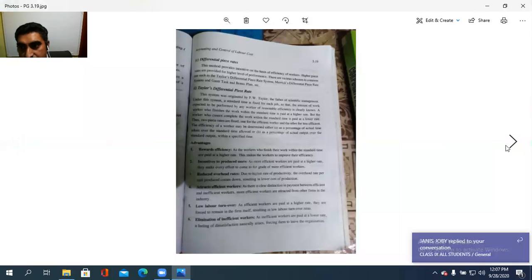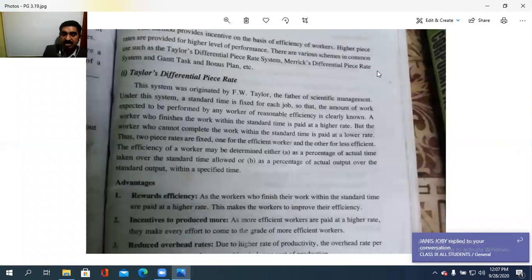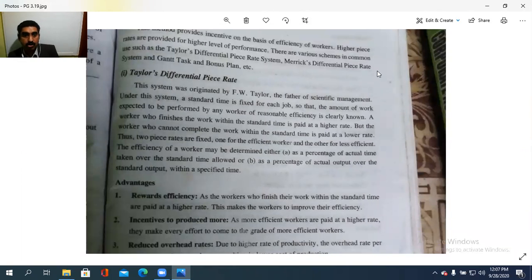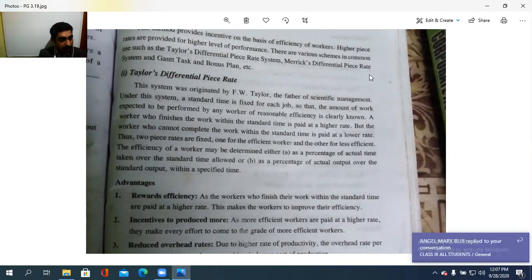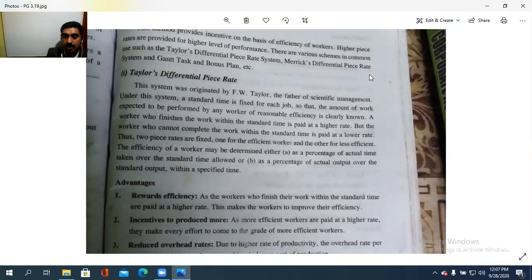In Taylor's differential piece rate system, a standard time is fixed for each job, so that the amount of work expected to be performed by any worker of reasonable efficiency is clearly known. One standard rate is set. At the efficiency level, they get more benefit, and if less, they get lower wages. A worker who finishes the work within the standard time is paid at a higher rate, but the worker who cannot complete the work within the standard time is paid a lower rate.